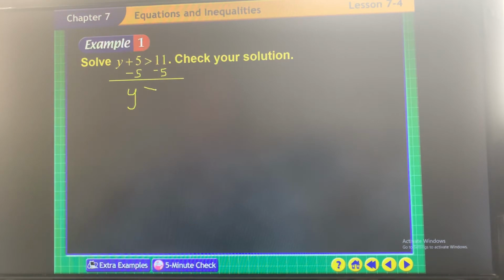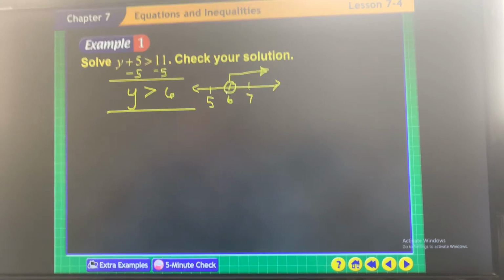Y is everything greater than 6. And then you're going to check it. Now, checking it, I want you to graph it first. And when you go ahead and graph it, you're going to just put 6. You're going to put a number bigger than 6, a number smaller than 6. There's no equal sign, so it's excluded. And Y is everything to the right.